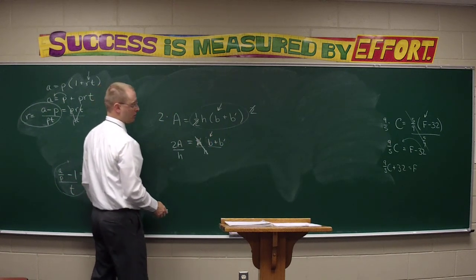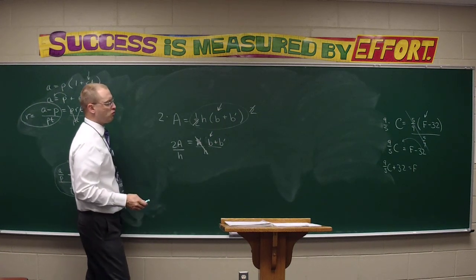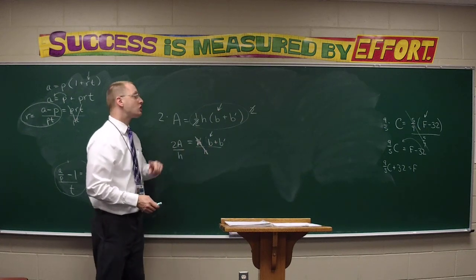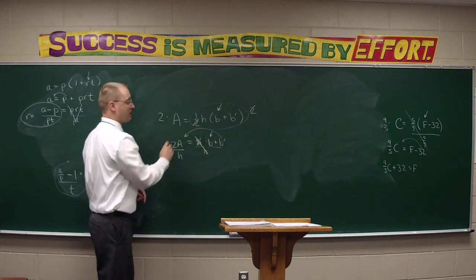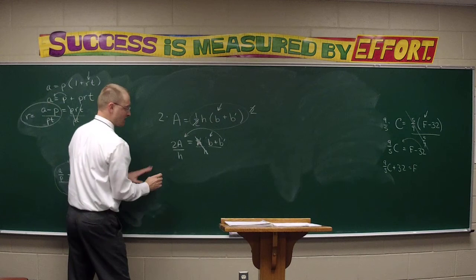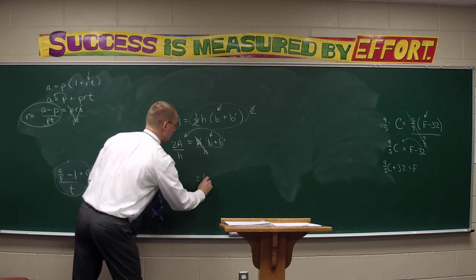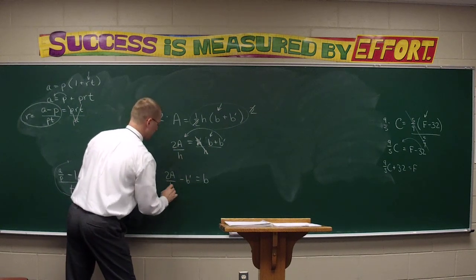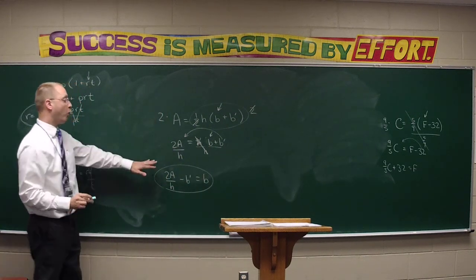Divide away the B. Is the B prime being multiplied by the B? No. Subtracted, or move it over and it becomes a negative as a separate term. So what's my answer for B then? 2A over H, negative B prime. And there we go. This is one way to do it.